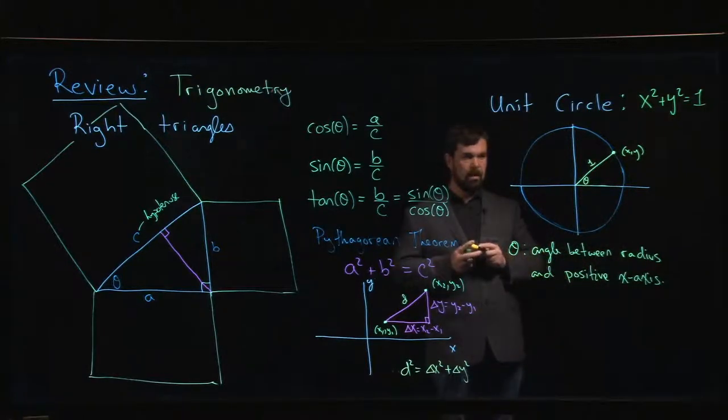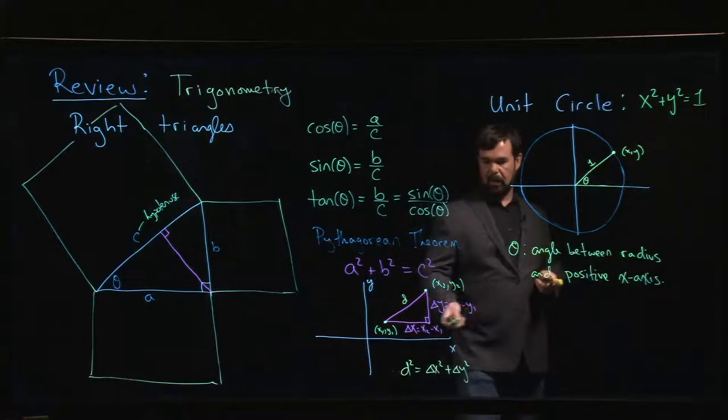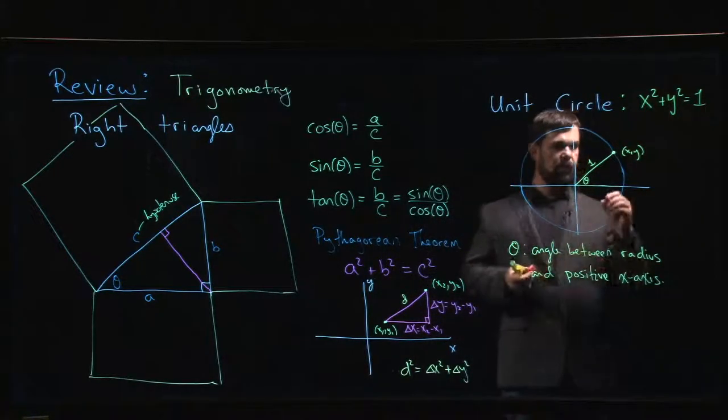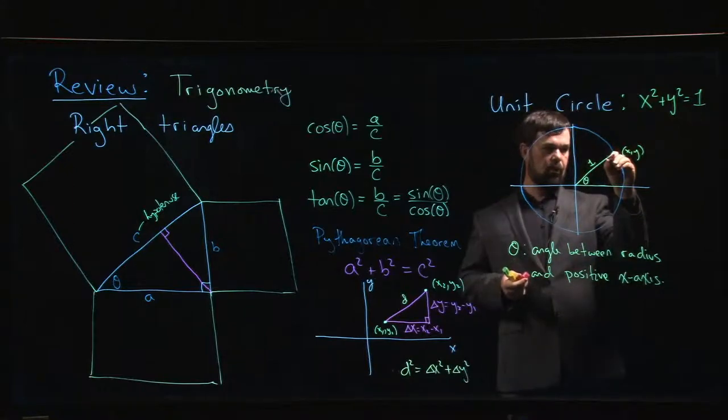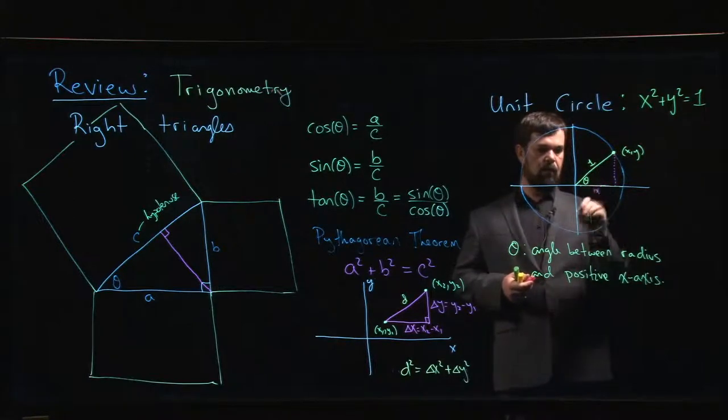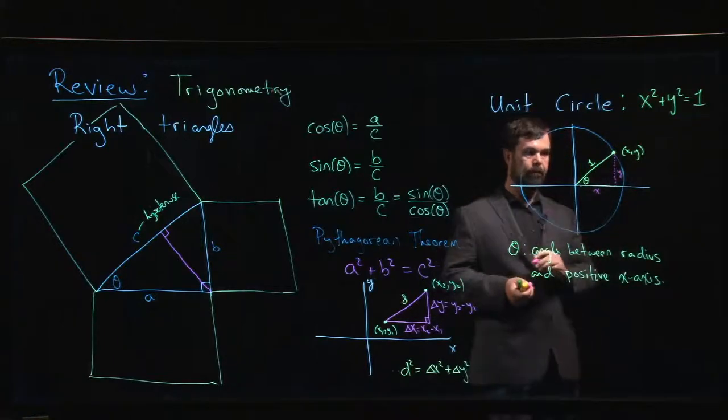Now, you'll probably notice that just like we had here, there is a right-angled triangle hiding in this picture. We drop this perpendicular down. All right. So there's a right-angled triangle sitting there. This side has length x. This side has length y.